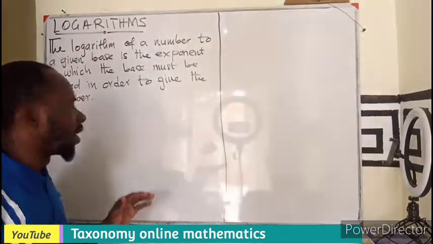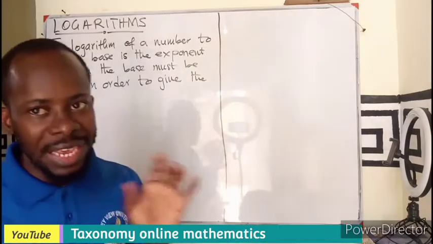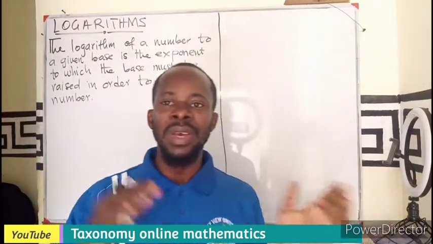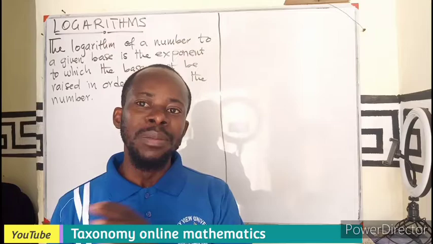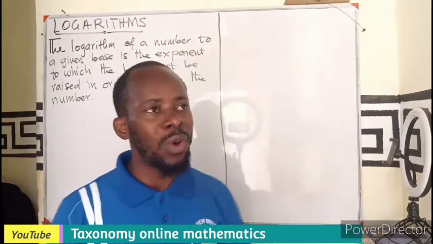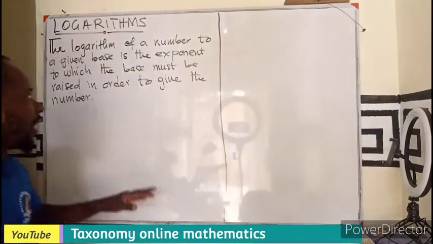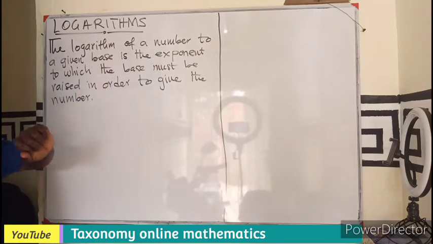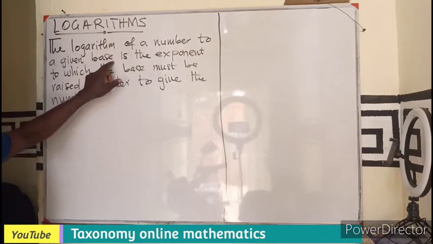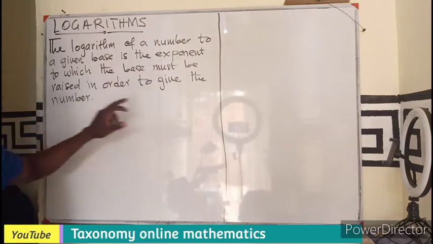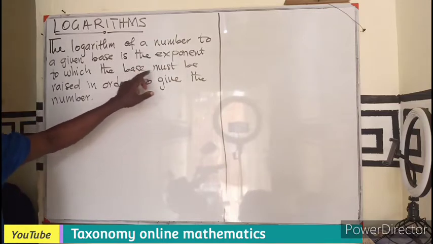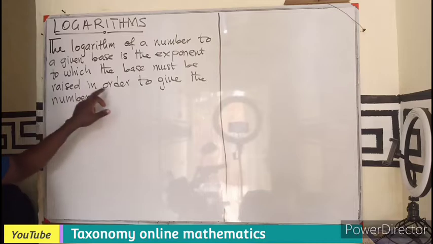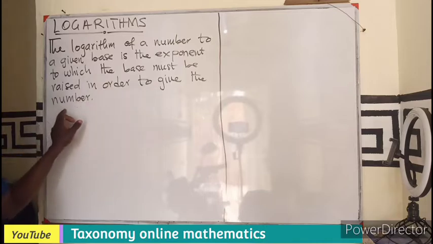So we are saying that logarithm, we are done with the indices. Indices and logarithms, we can convert from logarithm to indices and indices also into logarithms. We are saying that the logarithm of a number to a given base is the exponent to which the base must be raised in order to give us the number.